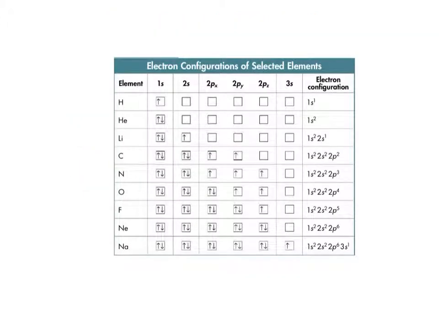So looking at this diagram, let's talk about oxygen. The oxygen atom contains 8 electrons. The orbital of lowest energy, 1s, has 1 electron, then a second electron of opposite spin. You can see that here. The next orbital to fill is 2s. It also has 1 electron, then a second electron of opposite spin.